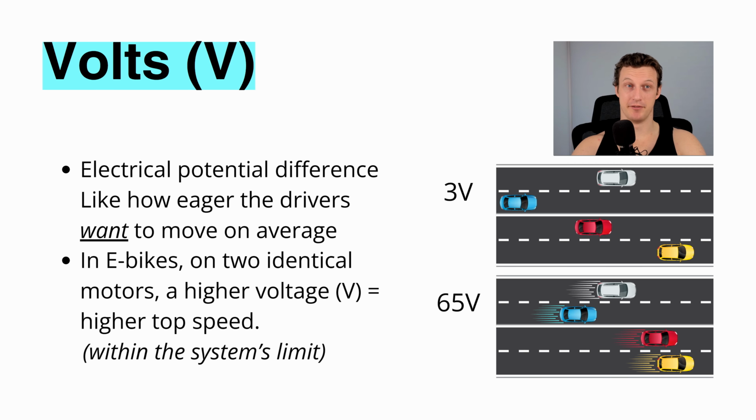So let's begin with volts. It's the electrical potential difference, like how eager the drivers want to move on average. In e-bikes, on two identical motors, a higher voltage means a higher top speed within the system's limits. Our example here, we have 3 volts. Just think of that as like on average 3 k's an hour. Everyone's pretty cruisy, moving slow. Whereas this one, 65, everyone's a lot more eager to get where they need to go.